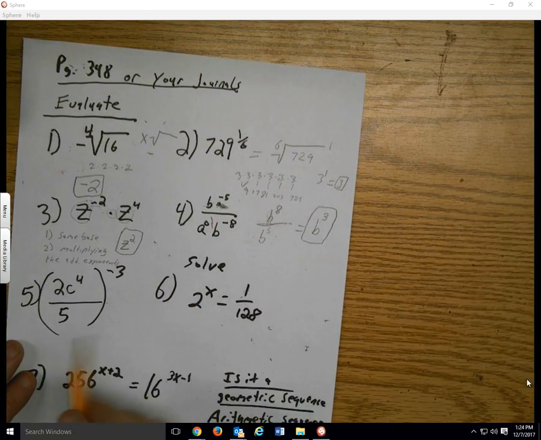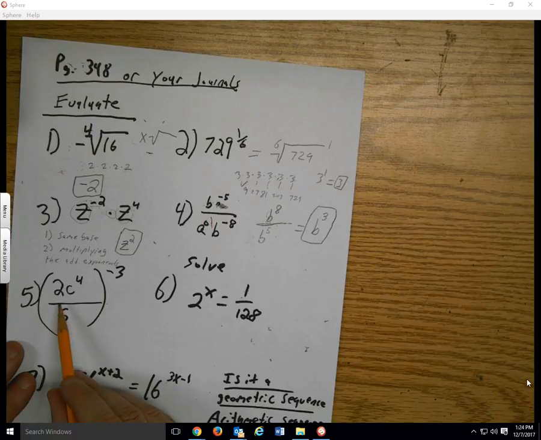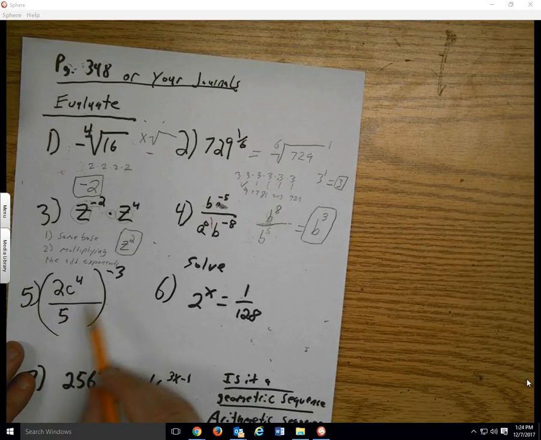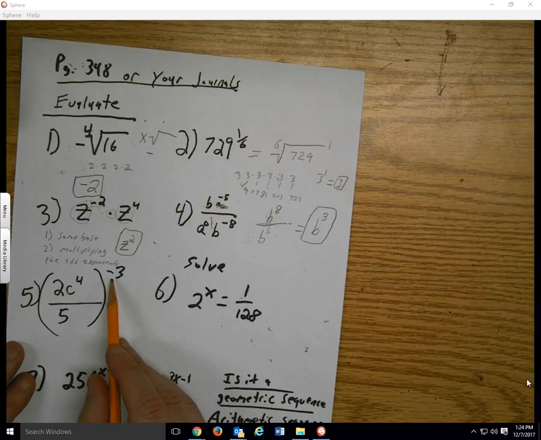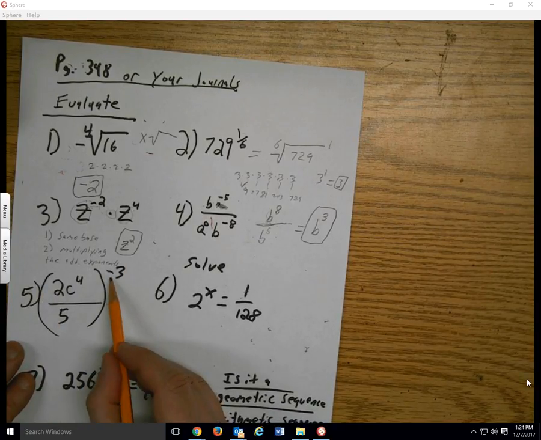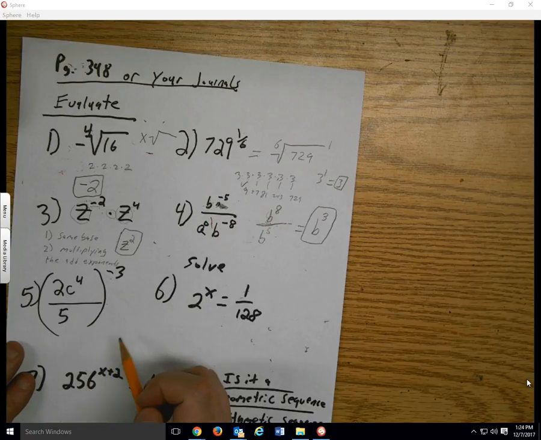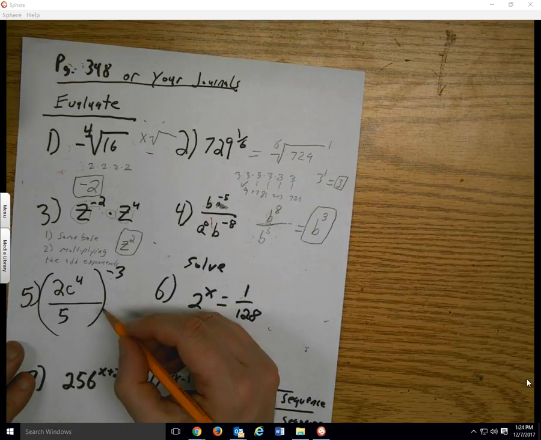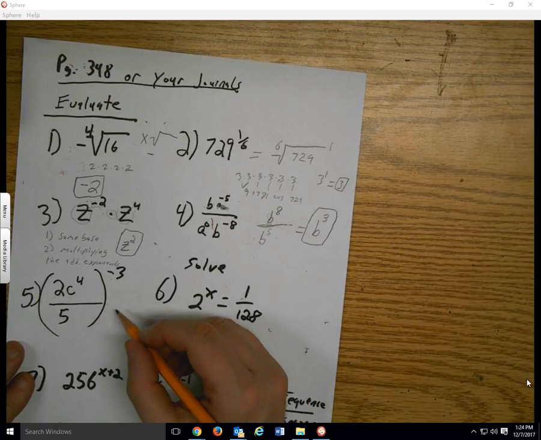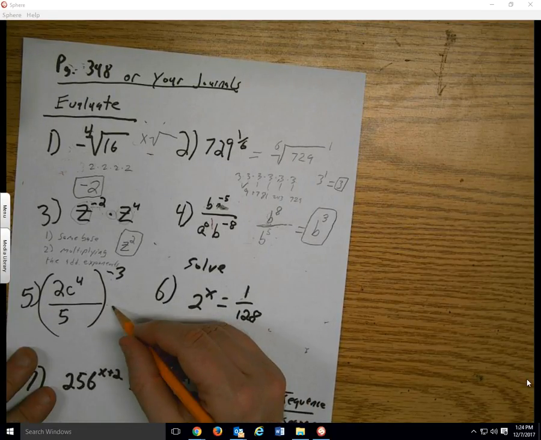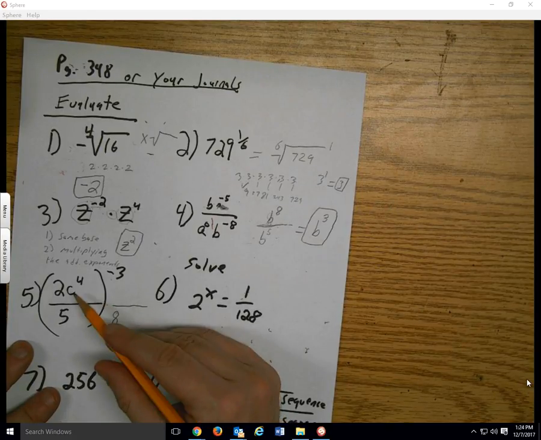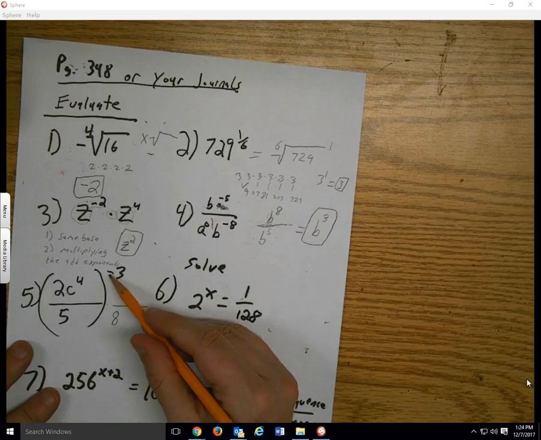Okay, you'll also get a question like this one. 2c to the 4th power over 5 to the negative 3rd power. Now the whole thing in parentheses is to the negative 3rd power. And if it's a negative exponent, does it stay or does it go? Right, it's going to go. So 2 to the negative 3rd power would be 2 times 2 times 2, which is 8. C, but it would go to the bottom because it's negative.